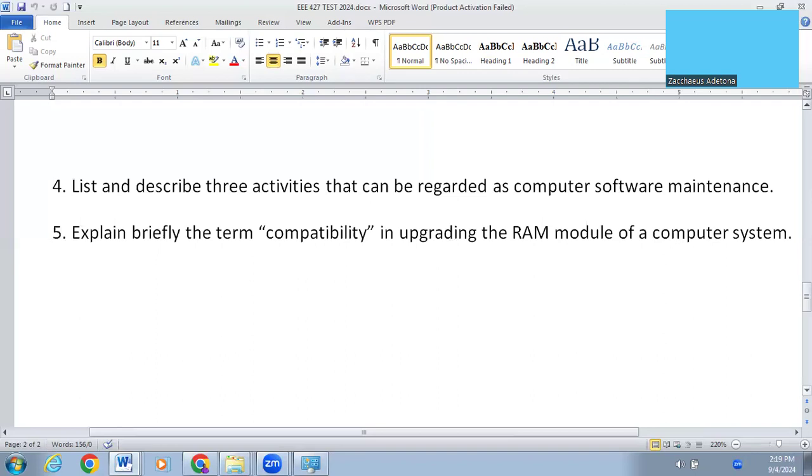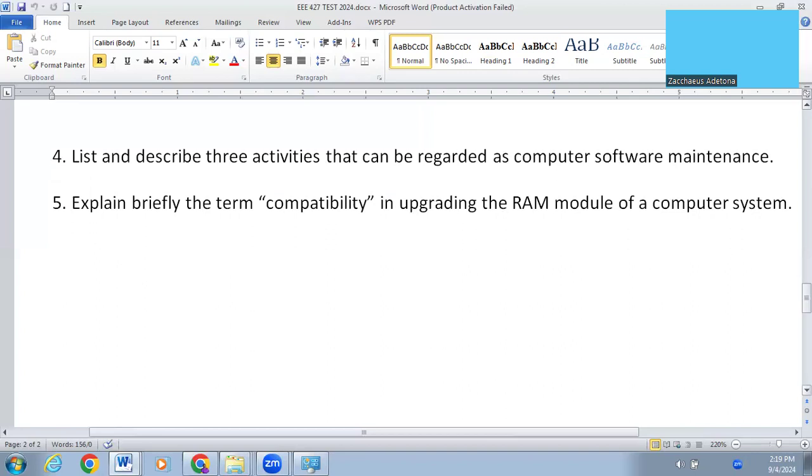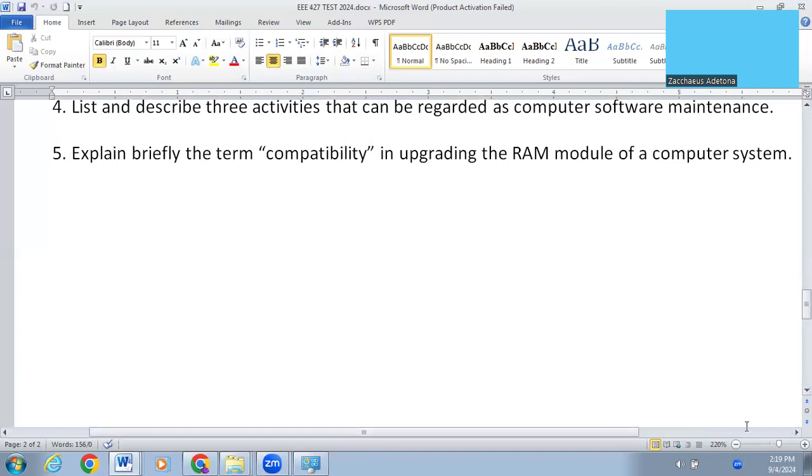That's problem number 4. And number 5 is you need to explain briefly what the term compatibility actually means when it comes to upgrading the RAM module of a computer system. What do we mean by compatibility when we are upgrading the RAM module of a computer system? So you need to explain that.